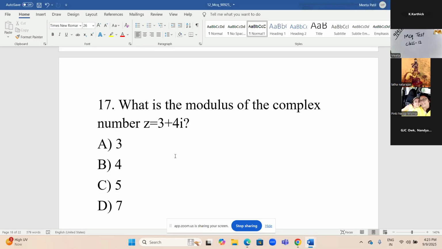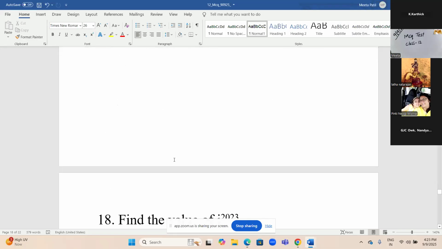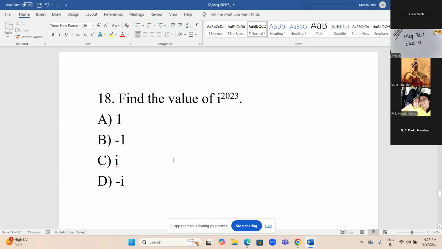Okay, students. So we are moving to the next question now. Your next question, that is question number 18. Find the value of i^2023. So you have the options as option A 1, option B minus 1, option C i, option D minus i.